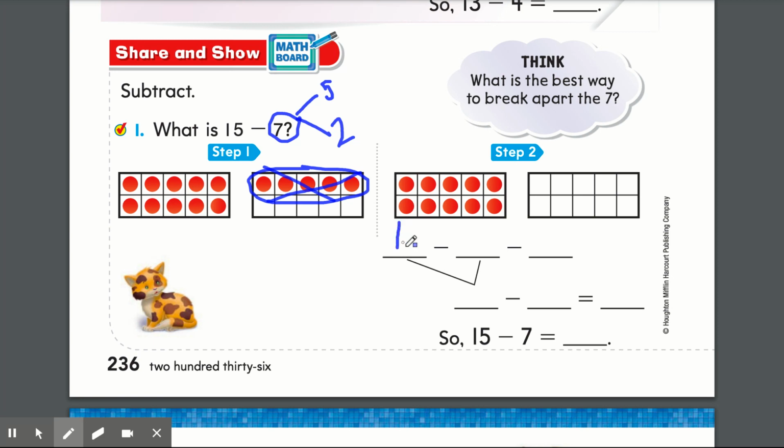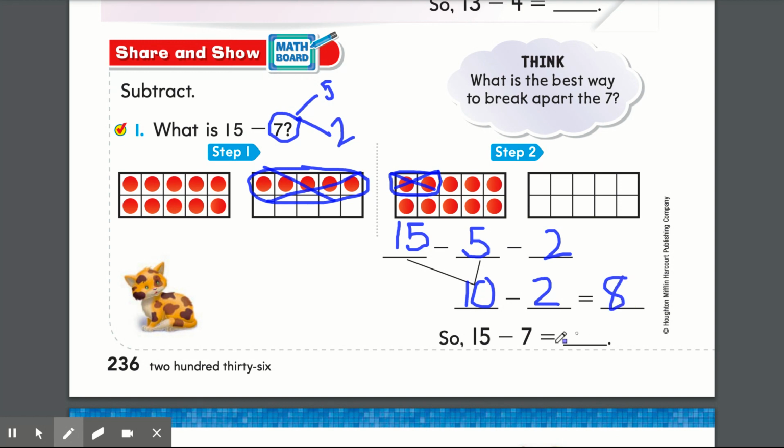Okay, so if I'm going to fill in my number sentence, I'm going to put 15 minus 5, which equals 10. But remember, our problem is not 15 minus 5, it's 15 minus 7. So I've taken away 5, but I also need to take away 2 more. So over here, I'm going to circle 2 more red counters to take away. So I'm going to do 15 minus 5 minus 2. 15 minus 5 was 10, but I still need to take away those 2. So now I have 10 minus 2 equals 8.